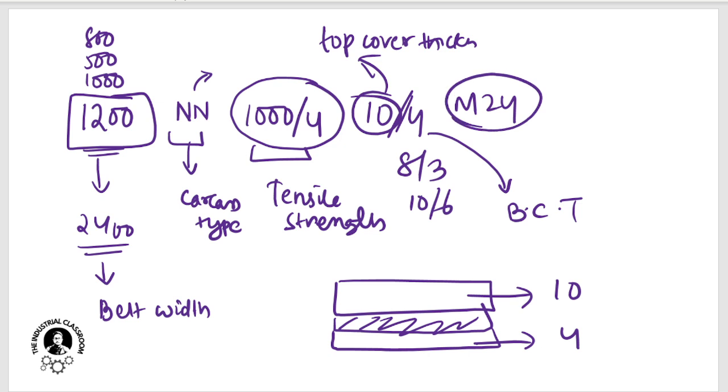Next we have here M24. What is it? What is this M24? It is the grade of the cover. What is this cover grade? Okay, M24 is the normal grade for medium load. Okay, medium grade we can say.